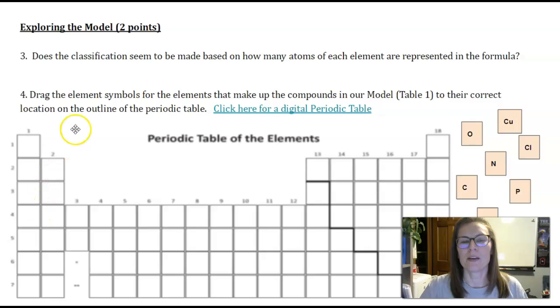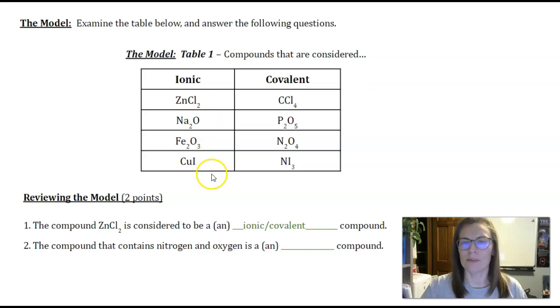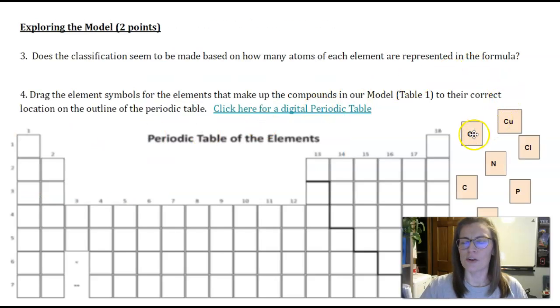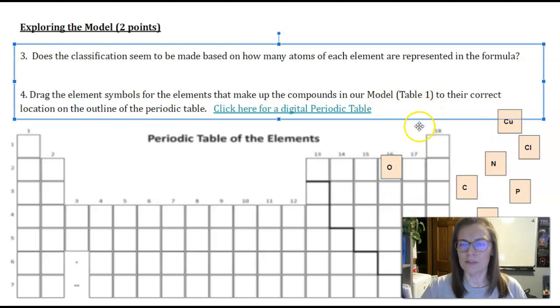Number 4, drag these element symbols. So these element symbols came from this list of compounds. I basically put an element symbol on here for each of the elements participating in all of these compounds. There's 10 of them. You can see some of them are used more than once. Here we have oxygen. Oxygen is used in a few places, and so is chlorine. You're going to drag these things. You can click on them and move them around. You're going to drag them to where they belong in the periodic table.